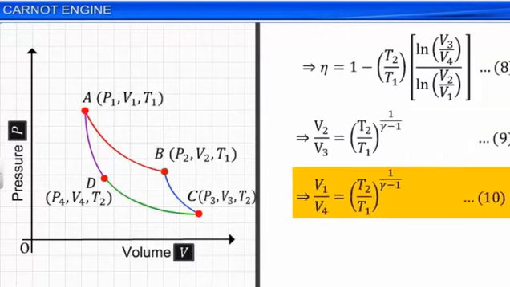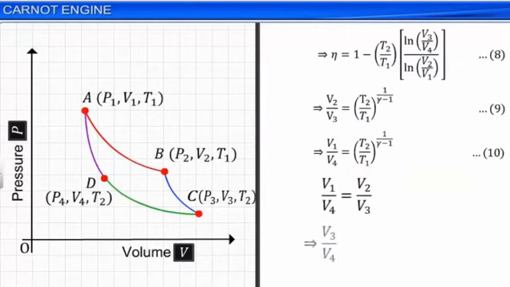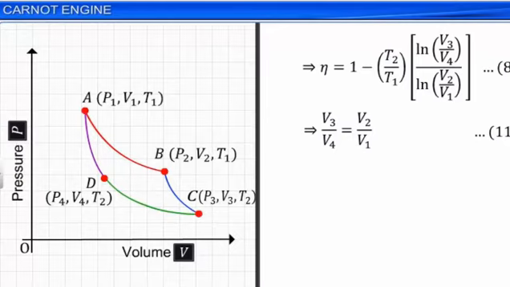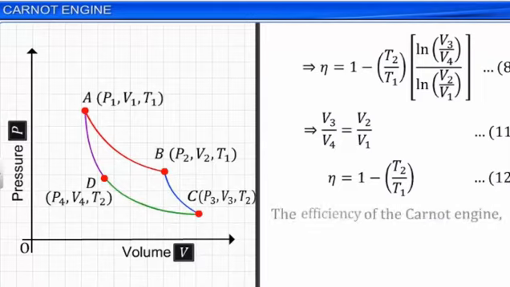From equations 8 and 11, we get eta is equal to 1 minus T2 by T1. Let this be equation 12. Hence, the efficiency of the Carnot engine eta is equal to 1 minus T2 by T1. We know that the Carnot cycle is a reversible cycle. Every process of the cycle is a reversible process.